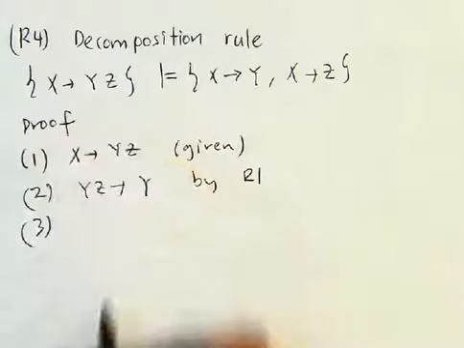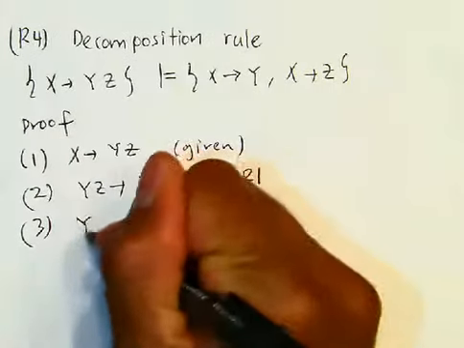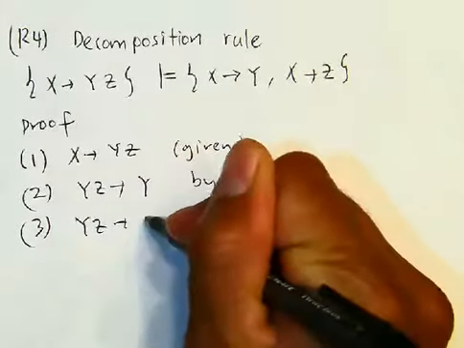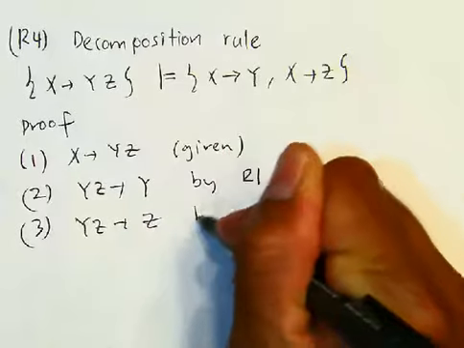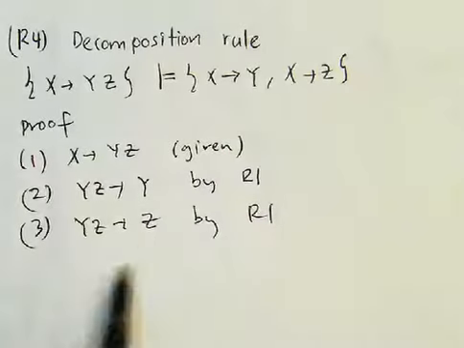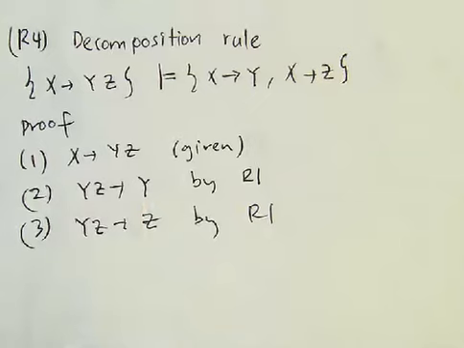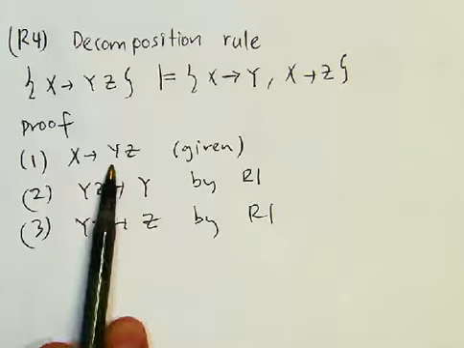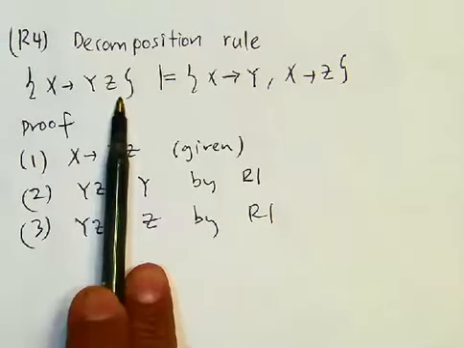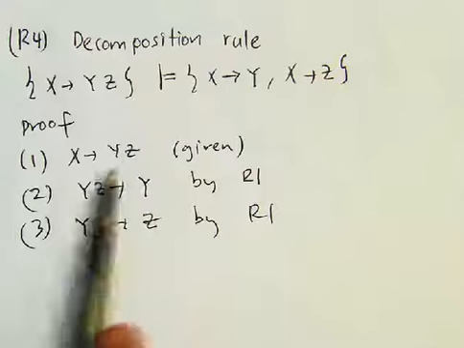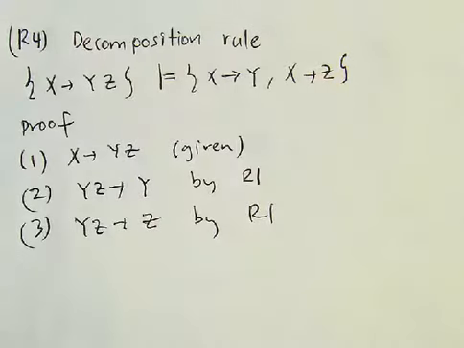Then my third statement, I can also say this. This is also true, right? By R1. Why? Because Z is a subset of this side, Y is a subset, so this is true. I'm not proving this, this is given. This is what they say.